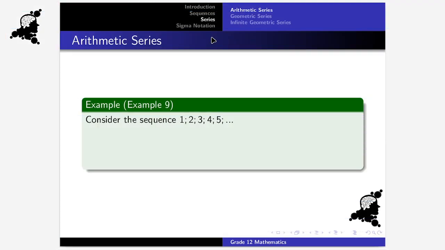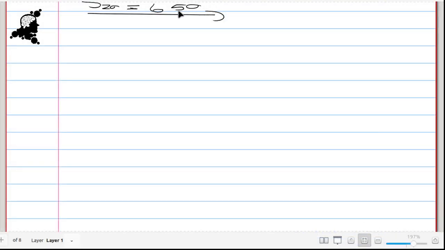Consider the sequence 1, 2, 3, 4, 5. Sure, you guys are familiar with that sequence. You've heard it somewhere. In your childhood, maybe? I don't know. So, 1, 2, 3, 4, 5.